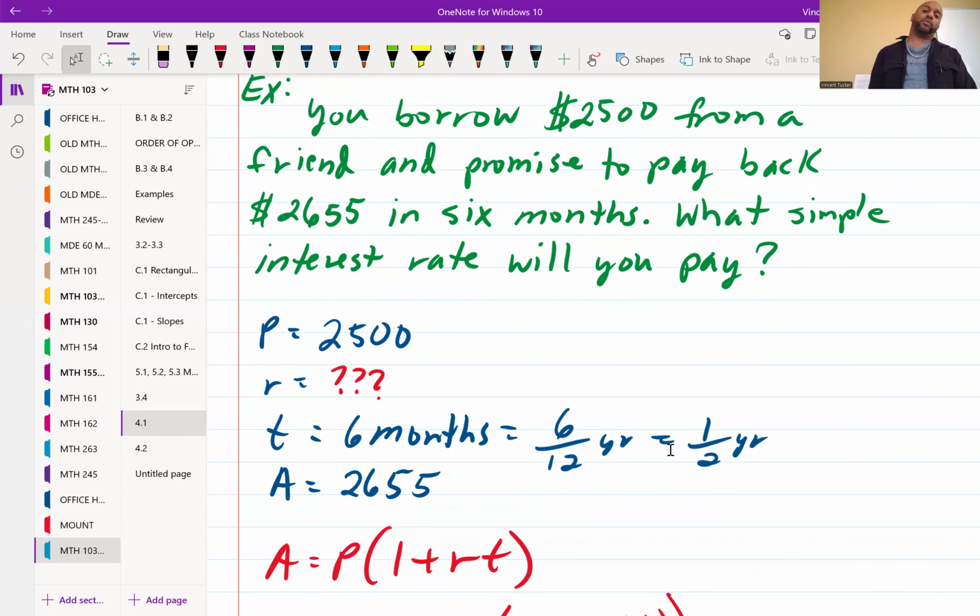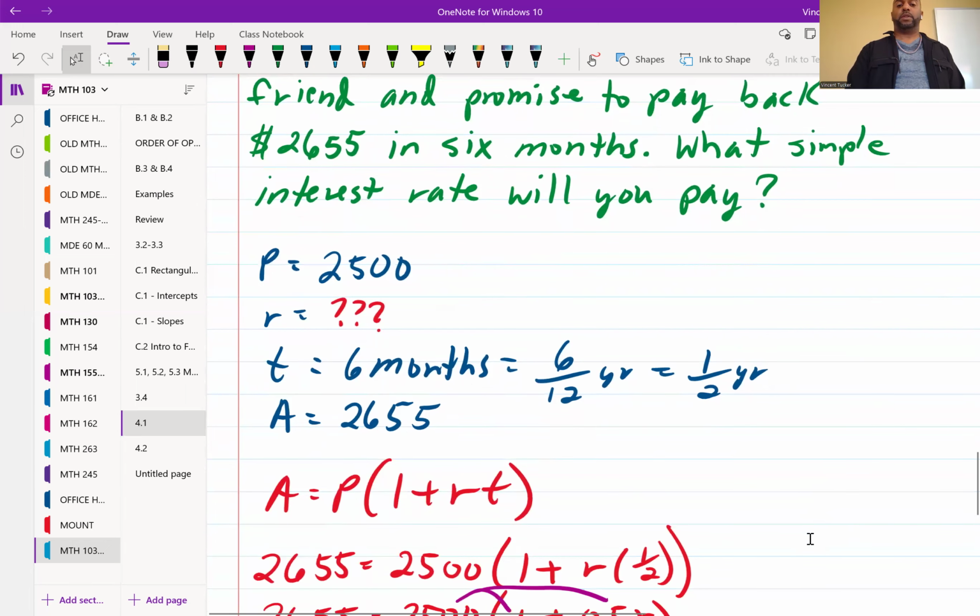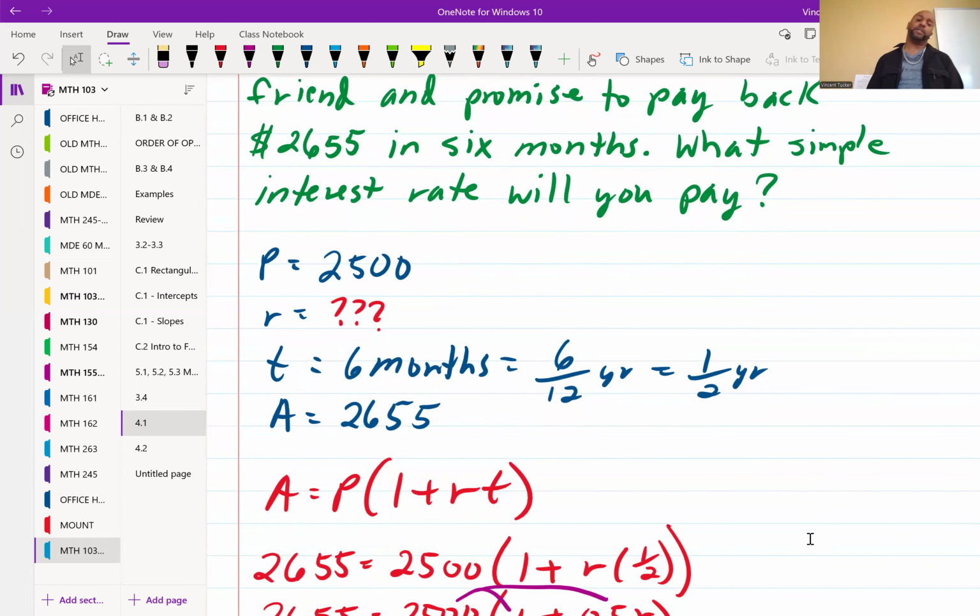And so it asks us what simple interest rate will you pay? And that's why I have the question marks beside the R. That's what we're trying to figure out. So you plug all 3 of those pieces into the formula accordingly. Notice what we have here is 2,655 equal to 2,500 times 1 plus R times the 1/2.